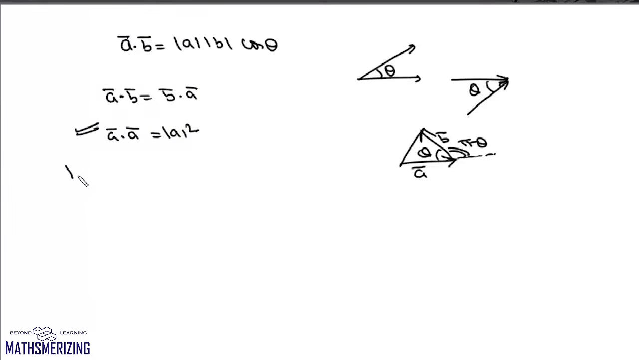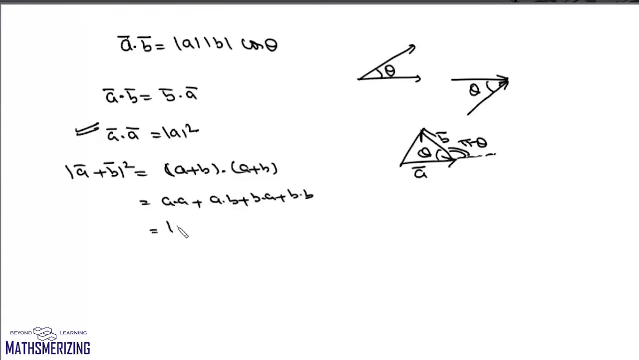So if we have any vector, say A plus B square, we can write this as A plus B dot A plus B. So it will be A dot A plus A dot B plus B dot A plus B dot B. Now this is mod of A square. A dot B is the same as B dot A and B dot B is mod of B square. So it will be A square plus B square plus 2 times A dot B.